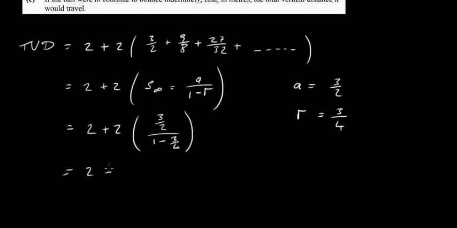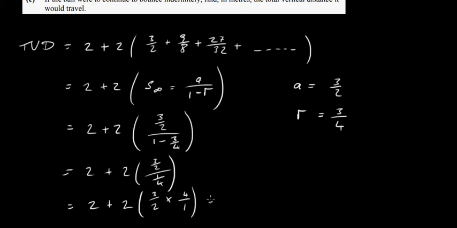So that's going to give me 2 plus twice. We've got 3/2 on the top and 1 minus 3/4, which is 1/4 on the bottom. So that'll give me 2 plus twice. Well, we're dividing two fractions here, so it's the top one multiplied by the second one flipped upside down.